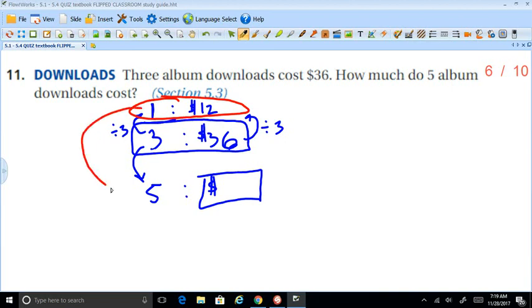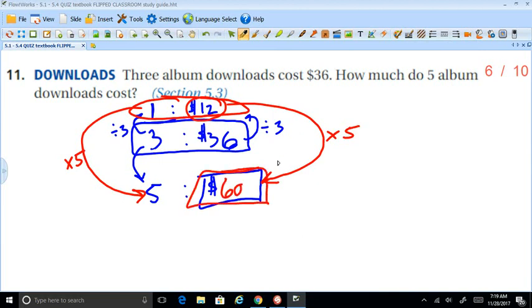So now we want to have 5 album downloads. How do you get from 1 up to 5? We're going to scale up this time by 5. So let's take our cost, $12, scale that up by 5, and 12 times 5, 60. And that is our final answer. $60 would be the total cost for 5 album downloads.